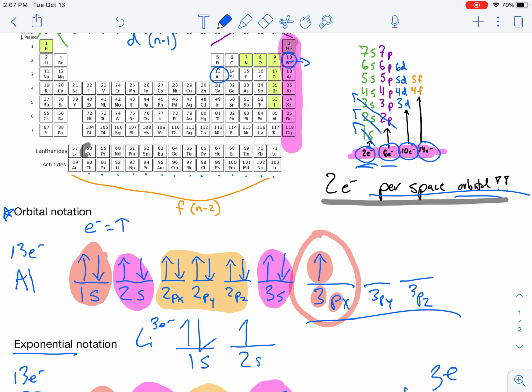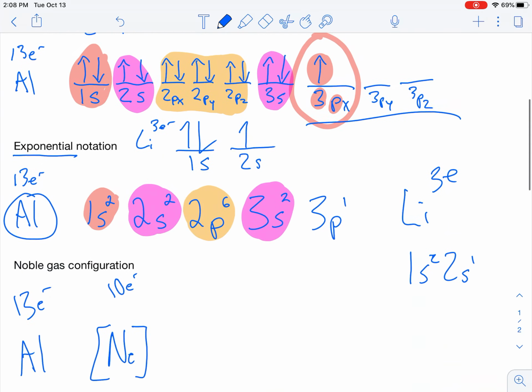Let's see here. So after neon, here's 3s. And then I have 2 electrons in 3s. So basically what you've done with noble gas configuration is you've shown all these electrons that lead up to 3s. All these ones right here would be equal to Ne in brackets. Those are those 10 electrons. Now I'm going to start with 3s, continue until I hit my element that I need.